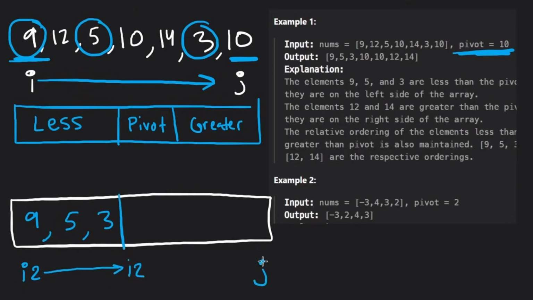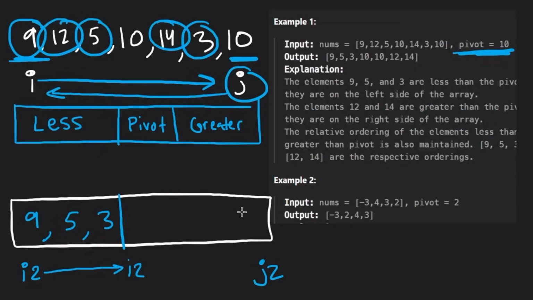And I'm going to have maybe J2 as well, doing something similar. So anytime I see a number that is bigger than 10, as I iterate my J pointer from right to left, I'm going to see 14, and I'm going to see 12, and I'm going to add those like this, 14 and 12. So okay, then my J2 pointer will stop here.